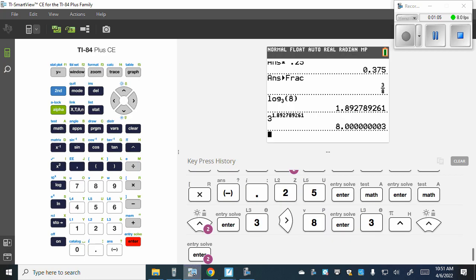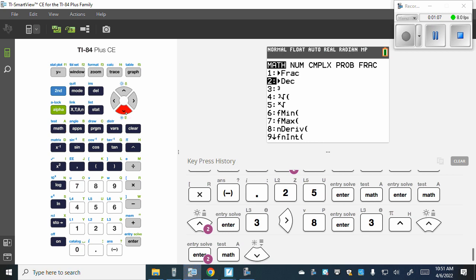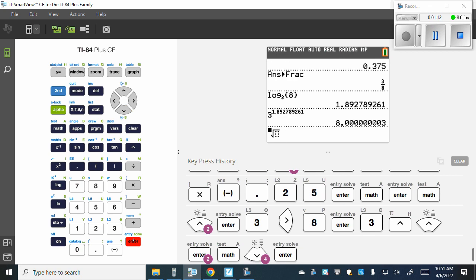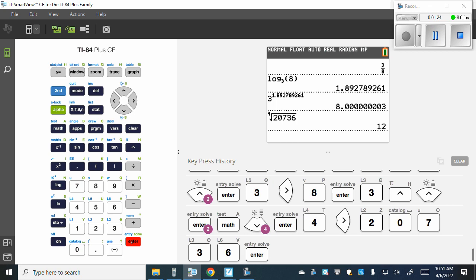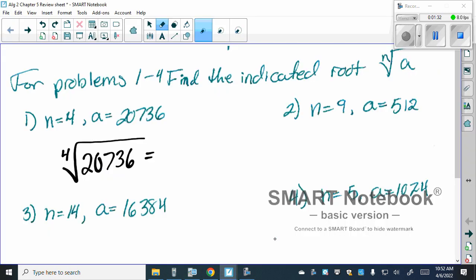So we can come over here and say math, go down to number 5, the x root, and say 4, and then 20,736. And we get 12. Now this one here is going to be one of the few that we do this with. We'll have the plus or minus, because the rest of these, when we take the root, we'll just say whatever the number is.